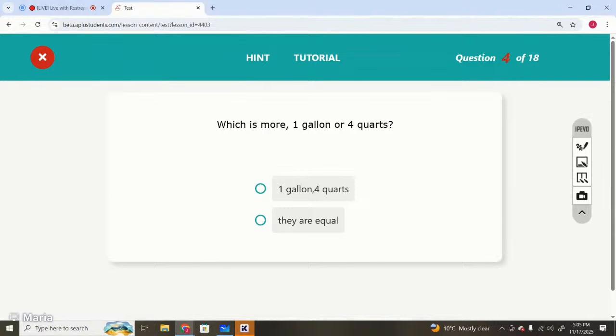Which is more, 1 gallon or 4 quarts? So 1 gallon equal how many quarts? Sorry, 1 gallon equal 4 quarts. So they are exactly equal, right? The correct option is 1 gallon equal 4 quarts. So they are equal.